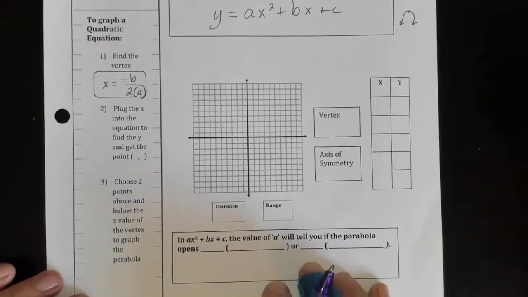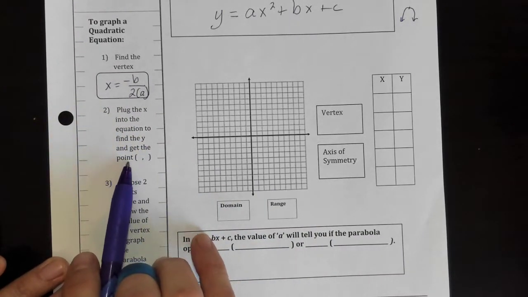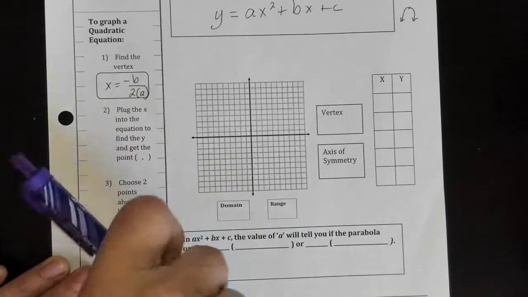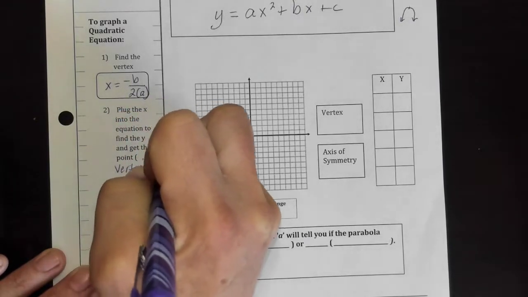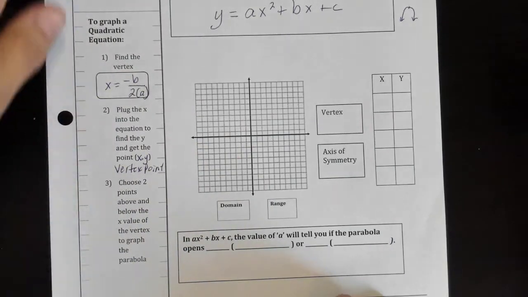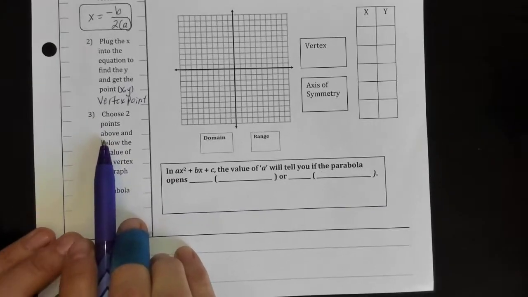Once we find that, we're going to plug the x into the equation to find the y, and that's going to give us our vertex point. This is the vertex point here. Depending on what we find, it's going to be in the form x comma y with parentheses around it. And then we're going to have to make a little graph of it.